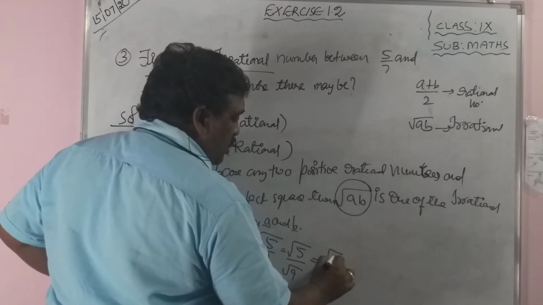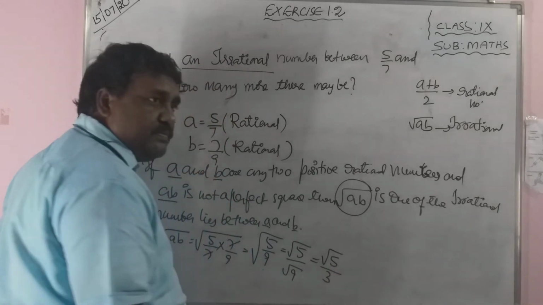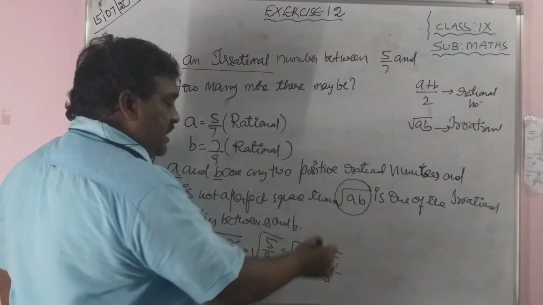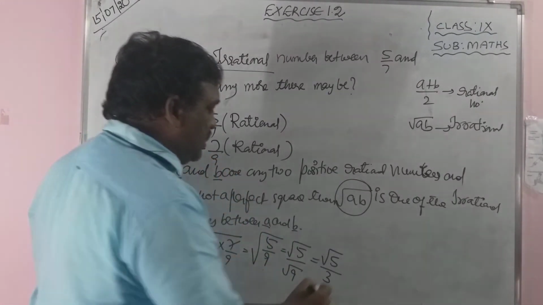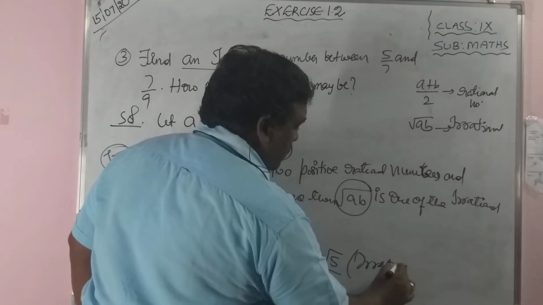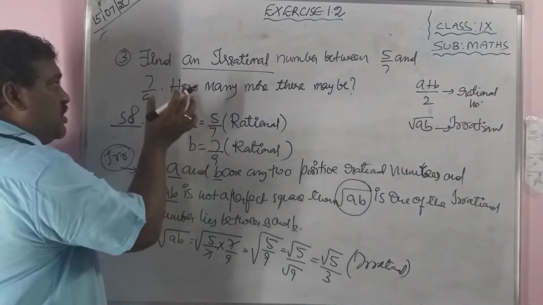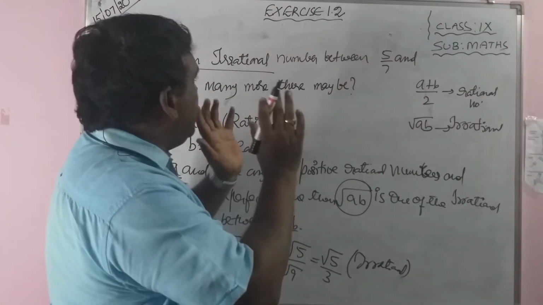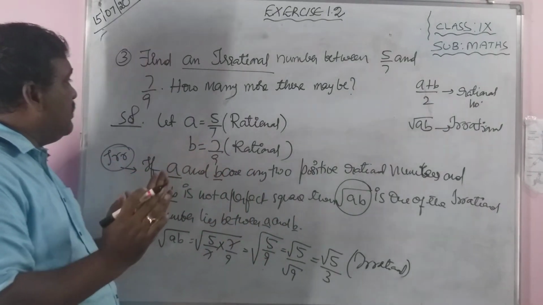Root 5 we don't know, but root 9 is 3. Root 5 is an irrational number, so root 5 by 3 is also an irrational number. So we have found one irrational number between 5 by 7 and 7 by 9.